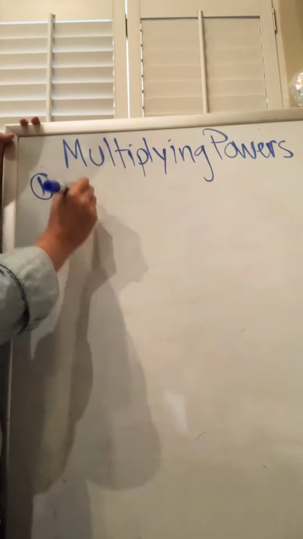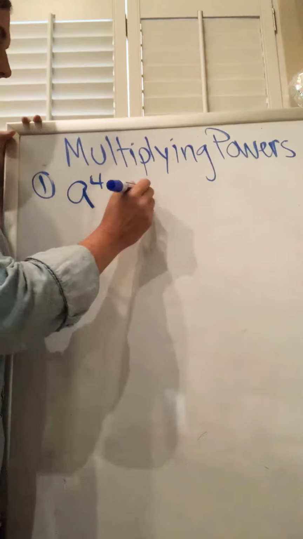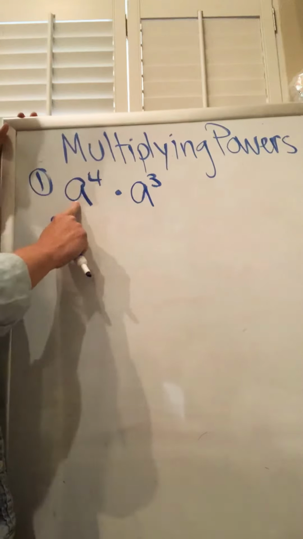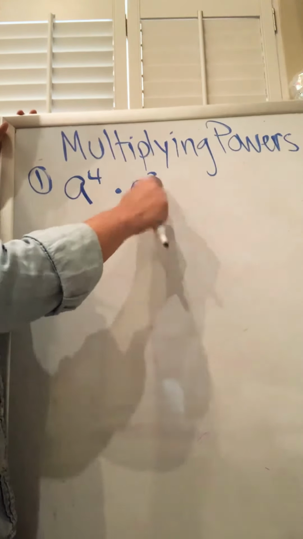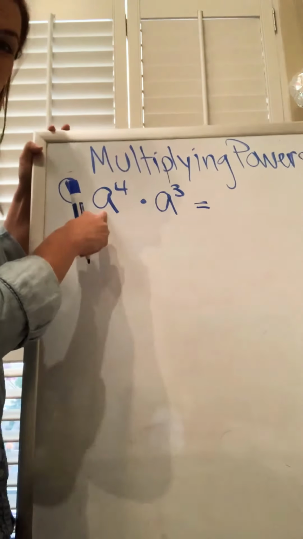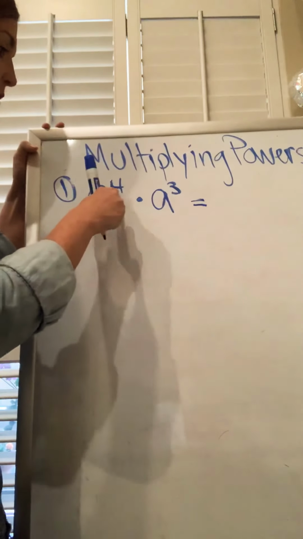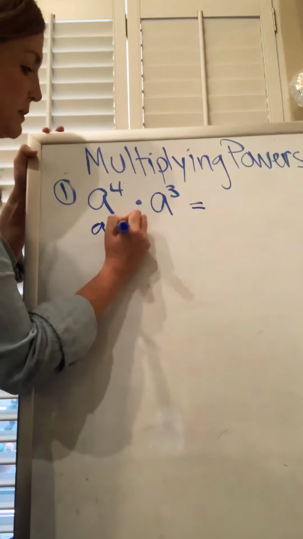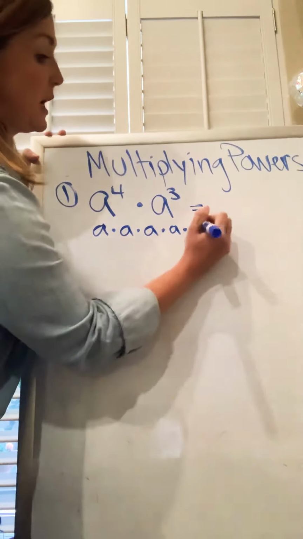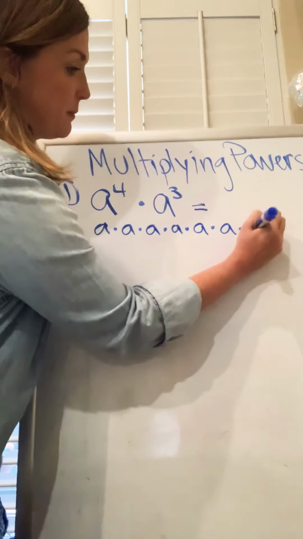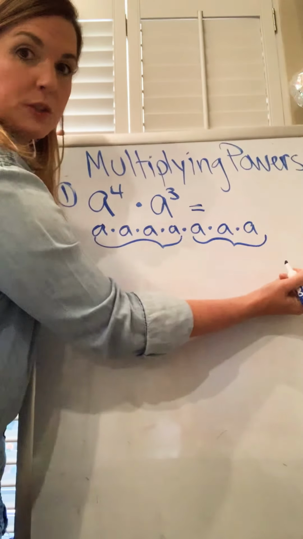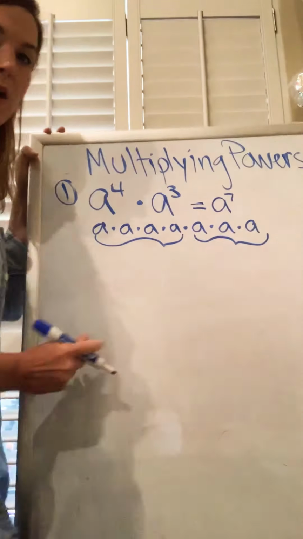If I have a to the fourth times a to the third, remember that this is a base, this is your exponent. Essentially, what this means is that I have a to the fourth. An exponent means I'm multiplying the factor times itself 4 times, so a times a times a times a. Then I have a to the third, so times a times a times a. Well, that's 4 a's and 3 a's, so that is equal to a to the 7th power.